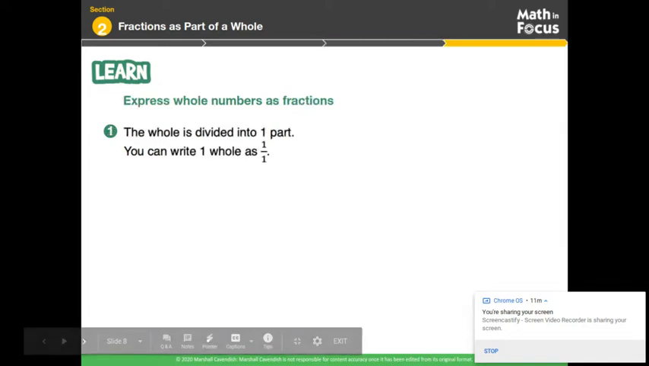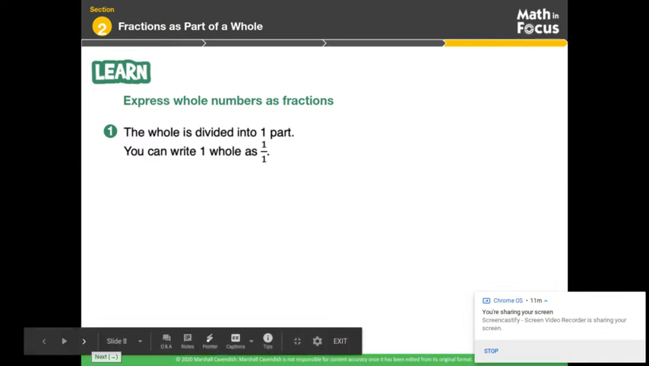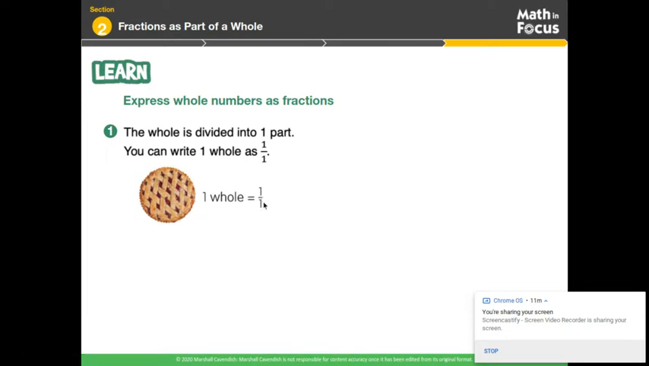Let's talk about this again. The whole is divided into one part. You can write 1 whole as 1/1. This tells kids when the denominator is 1, you say whole. So this is 1 whole. Because, just like always, the denominator tells us how many equal parts a whole is divided into. Well, this whole isn't divided. It's 1 whole piece. We say 1 whole.